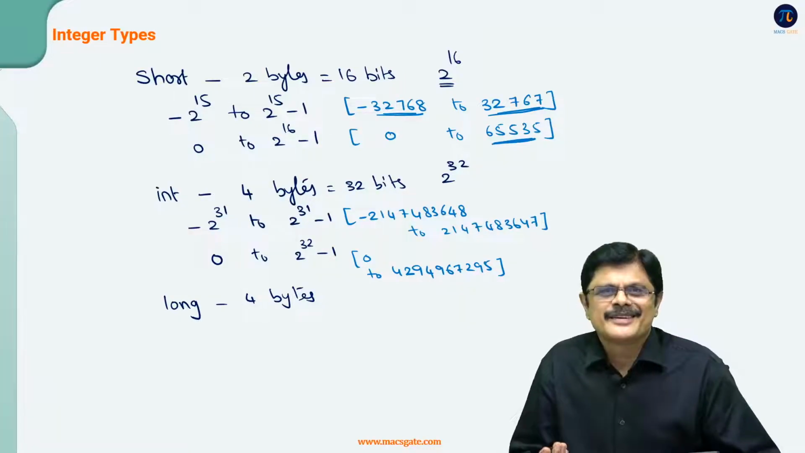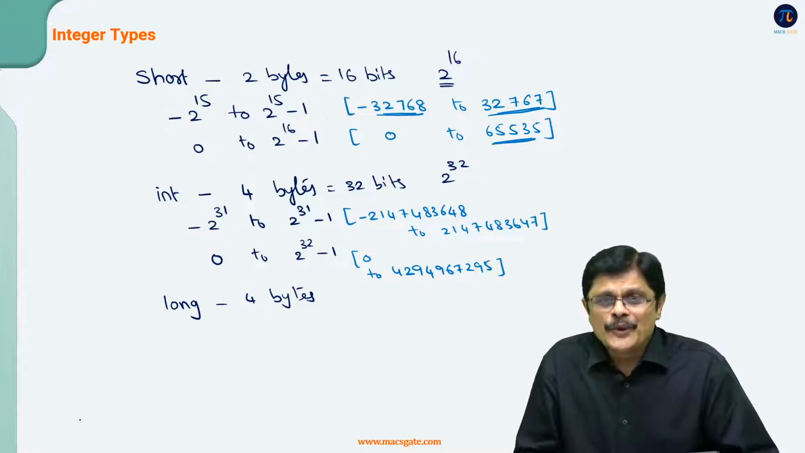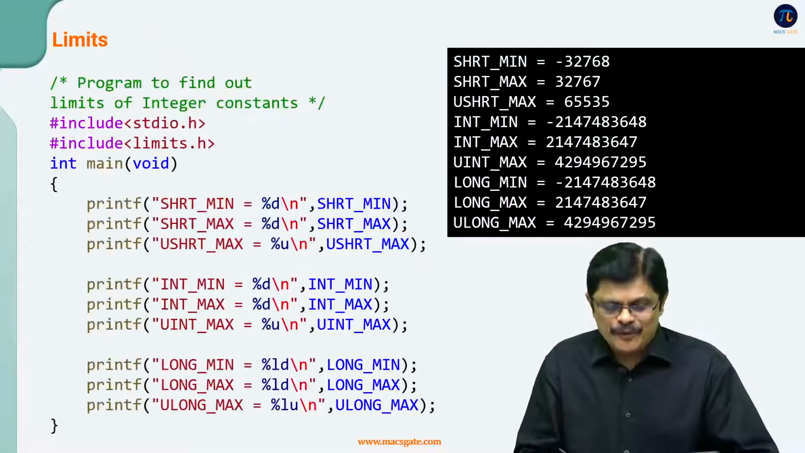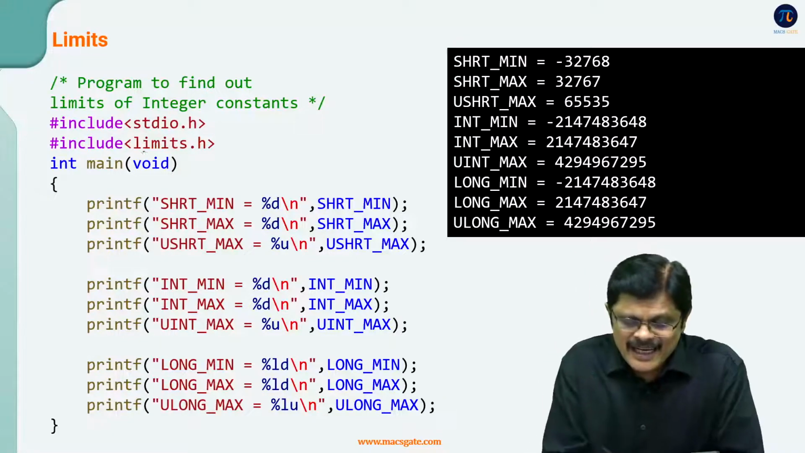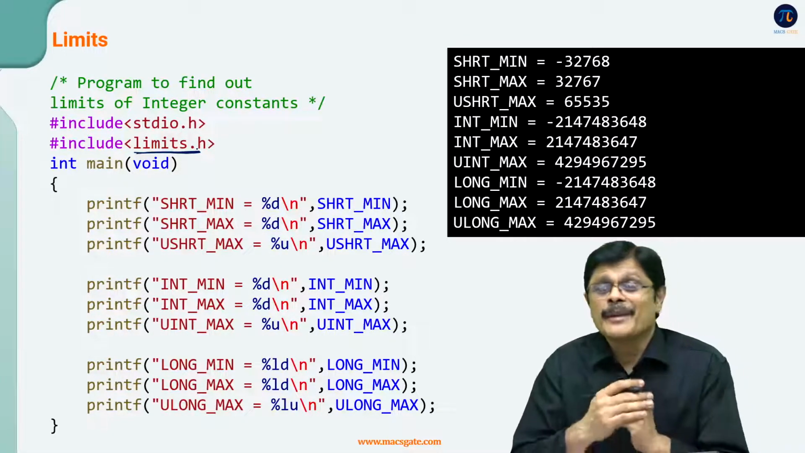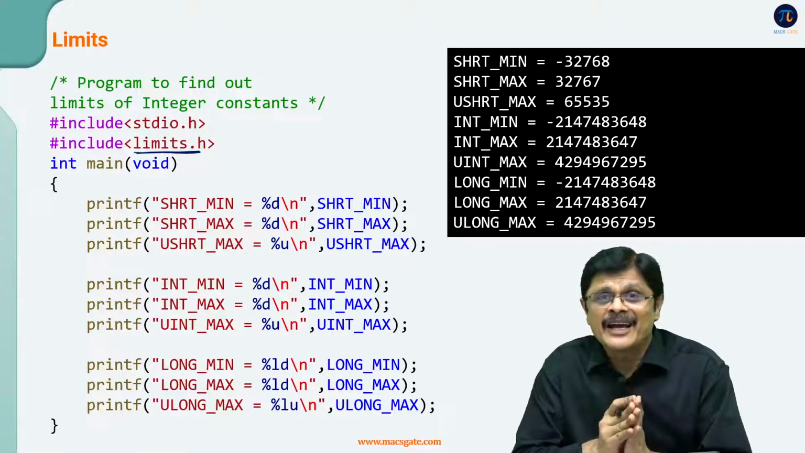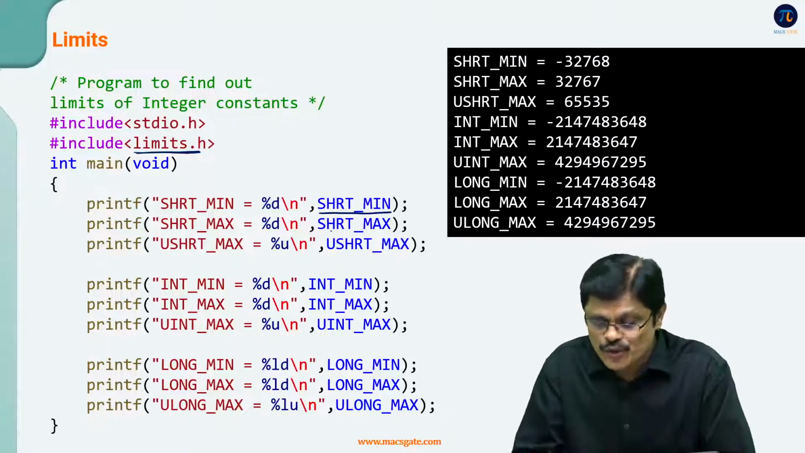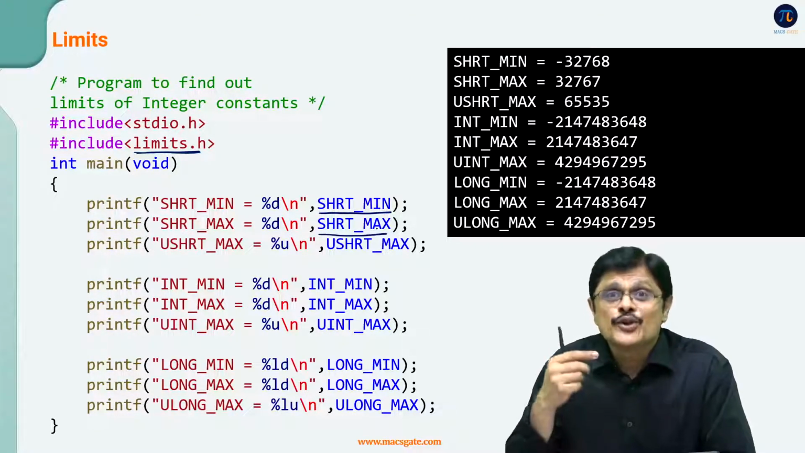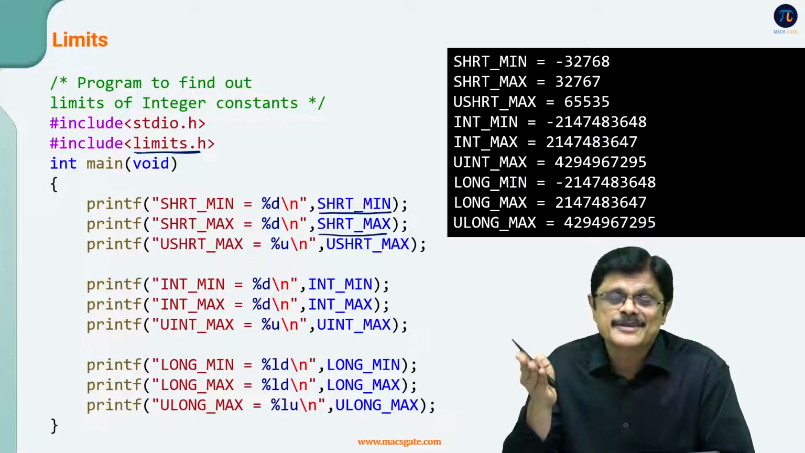These big numbers, it is up to you, my dear friends. Now, we have macros which define the characteristics of integer types, available in limits.h. These are called macros: SHRT_MIN, SHRT_MAX. These will give you the minimum and maximum value of each of these types, like short.